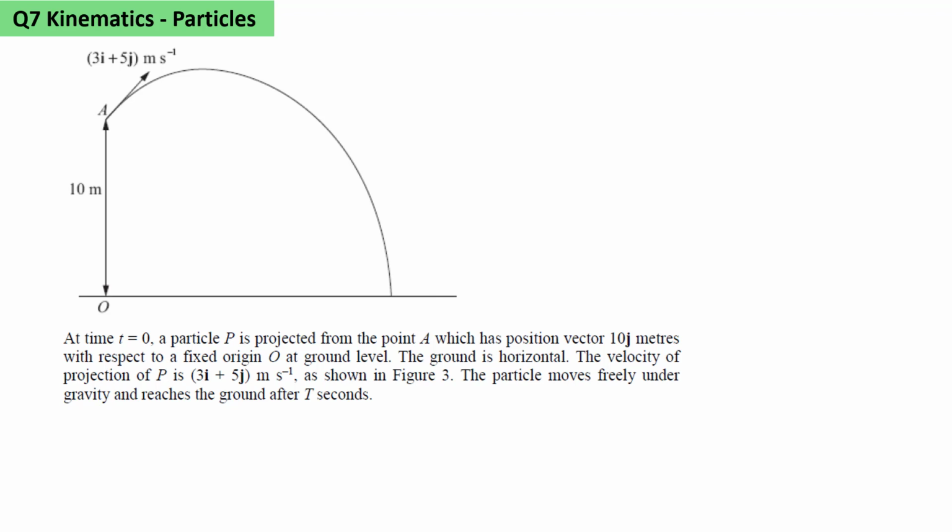And the particle moves freely under gravity, so there's a negative acceleration of minus 9.8j, and it reaches the ground after big T seconds. Being given the initial velocity as a vector is convenient, as it's already split into the horizontal and vertical components.